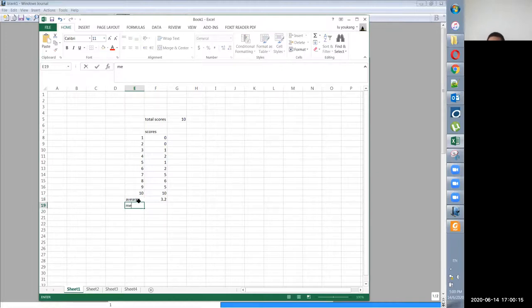So what's the median? I think there is a function called median. Yes, thank you very much. Excel is good. Okay, so the median is 2. Based on this, I can even test with this.